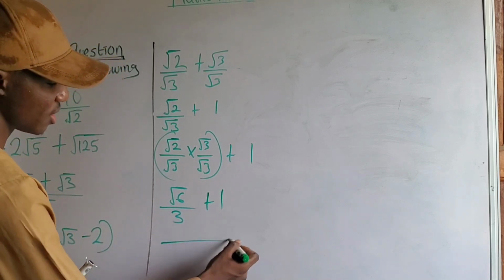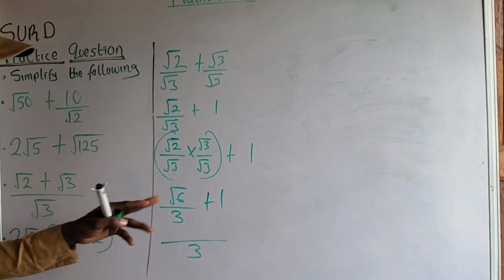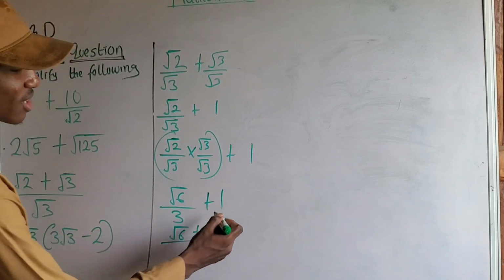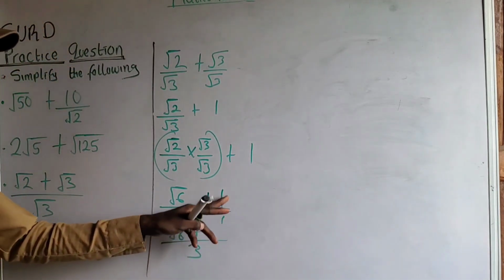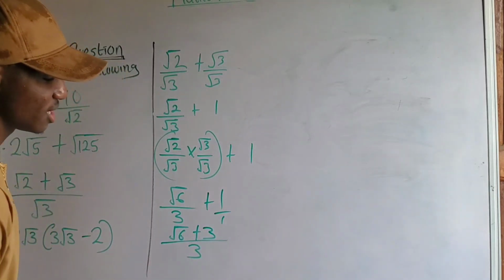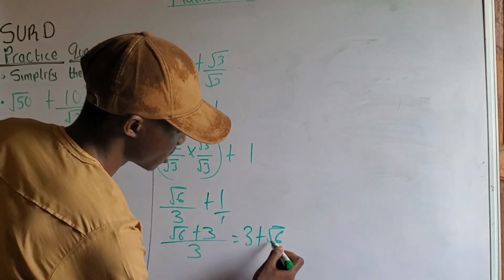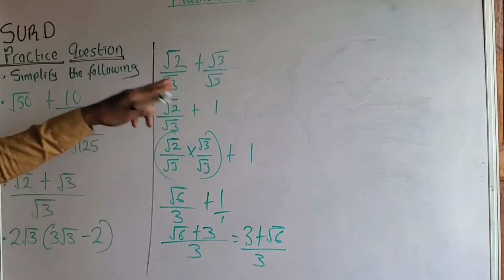So we can take the LCM. The LCM is 3. So I'm going to have 3 divided by 3 is what? 1. 1 times root 6 is what? Root 6 plus 3 divided by, okay, let me put this over 1. 3 divided by 1 is what? 3. 3 times 1 is 3. So I'm going to have 3 plus root 6, 3 plus root 6 all over 3. That is the simplified fraction of this surd.